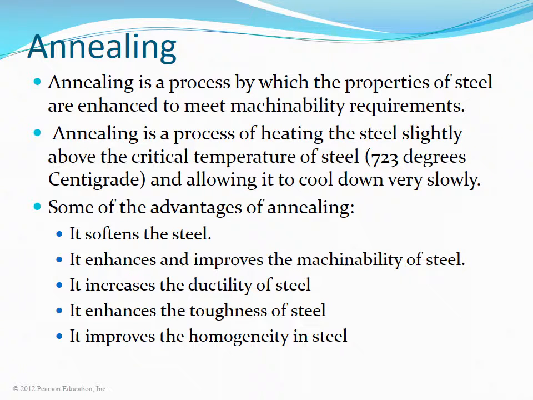Annealing is a process by which the properties of steel are enhanced to meet machinability requirements. Annealing is the process of heating the steel slightly above the critical temperature of steel, 723 degrees Celsius, and allowing it to cool down very slowly. Some of the advantages of annealing are: it softens the steel, it enhances and improves the machinability of steel, it increases the ductility of steel, it enhances the toughness of steel, and it improves the homogeneity in steel.